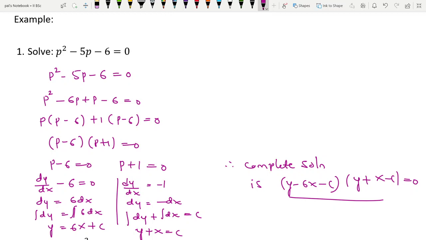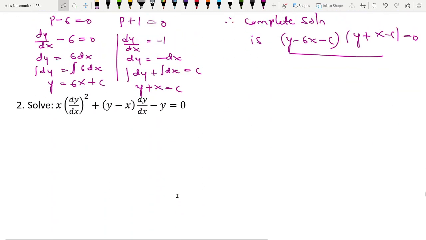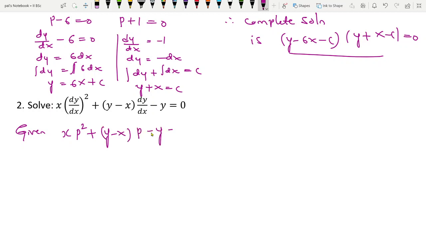So this type of simple problems may be asked for 2 marks. Let's see one more problem. You can write x into dy by dx whole square plus y minus x into dy by dx minus y is equal to 0. In some problems they do not mention that dy by dx is p, so you can write it as p. So the given equation can be written as x into p square plus y minus x into p minus y is equal to 0.